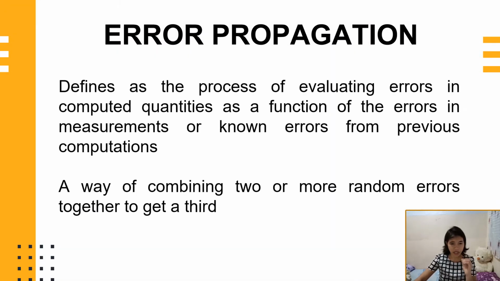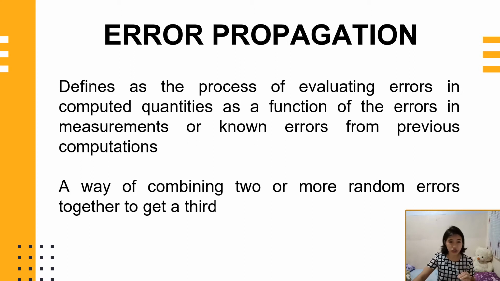Okay, so this is defined as the process of evaluating the error. Yung ating in-evaluate ay yung error in computed quantities. Again, in computed quantities as a function of the error in the measurement or known error from previous computation. So, it's a function ng error which is yung error na kukuha natin upon measurement. So, this is a way of combining two or more random errors together to get a third. So, yung ating length, yung example natin kanina, if the length has an error, the width has an error, yung magiging area natin is the third one, magkakaroon din siya ng error.